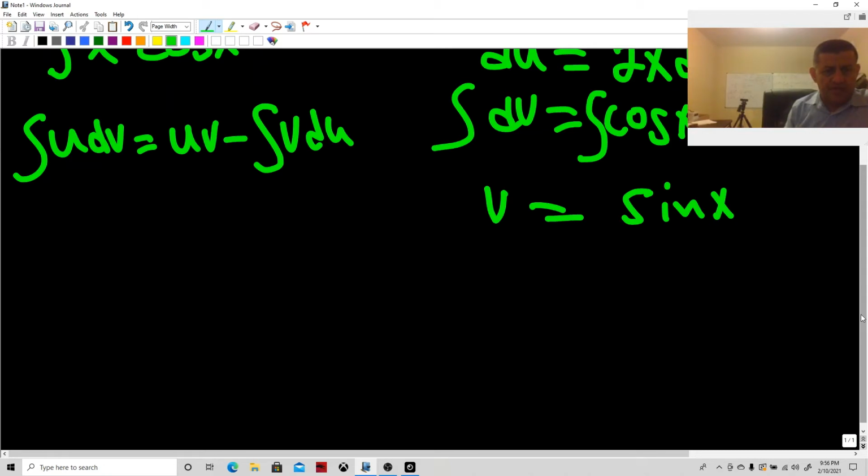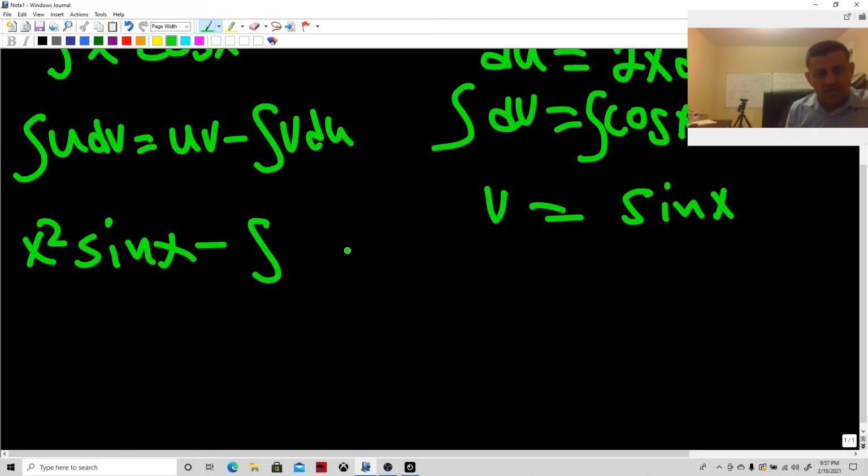We come here and we just substitute. We substitute what? We substitute u, which is x squared, and v is equal to sine x, right? Minus the integral of sine x, and I can put parentheses here, and I can put 2x dx, correct?